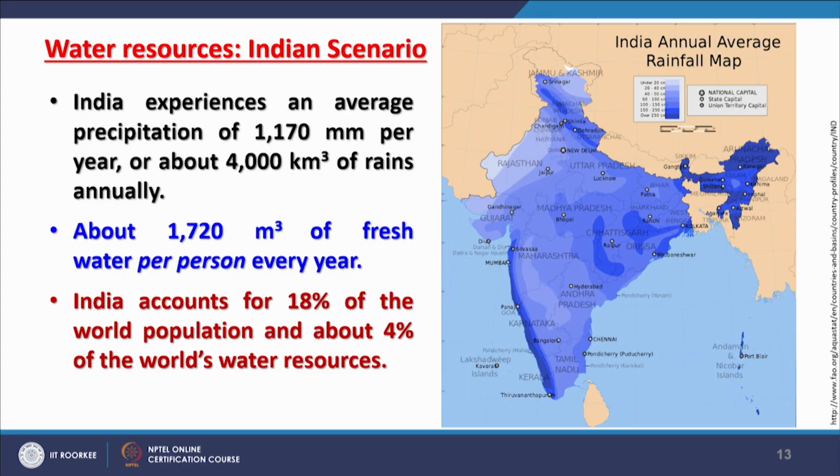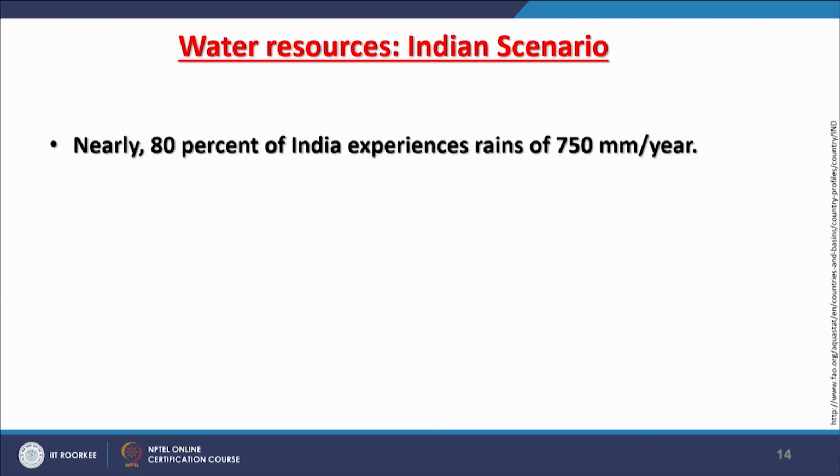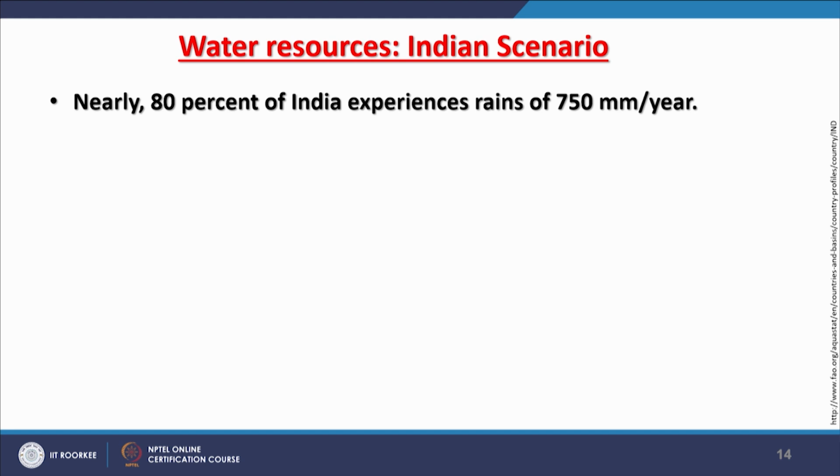So, this is the annual distribution. As you can see, northeast India gets maximum rain, then the eastern part, and of course, the western part, as we know, Rajasthan and some parts of Gujarat, they get less rain. Otherwise, in my opinion, quite sufficient rain occurs all over India. If we store water, then this gap can also be filled. Nearly 80% of India experiences rain of about 750 millimeter per year.